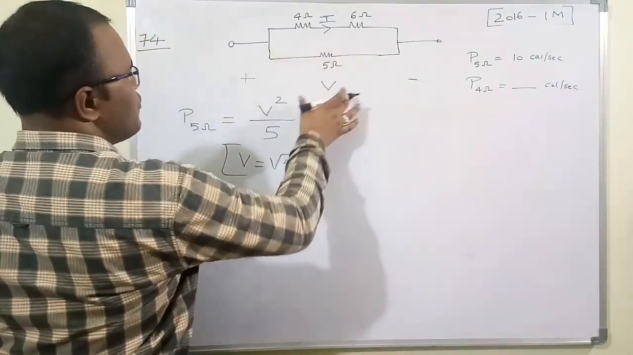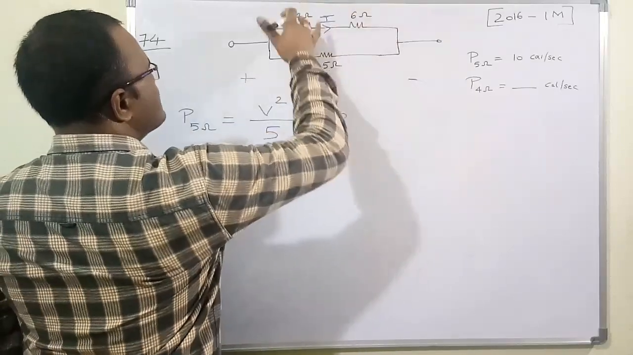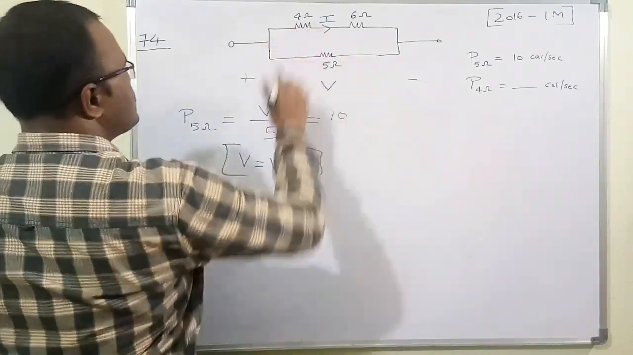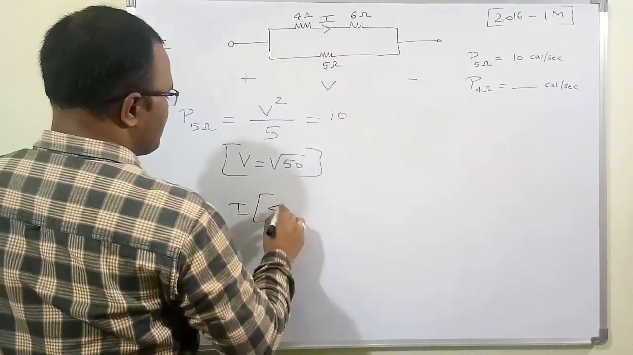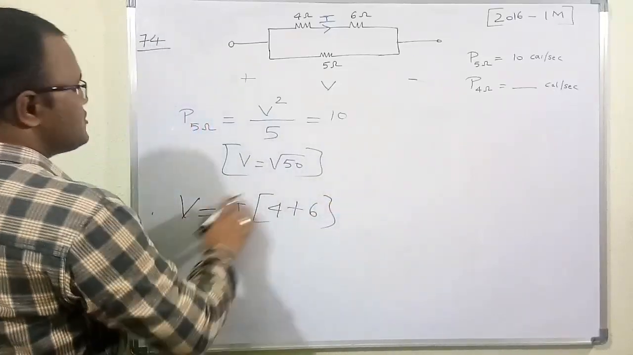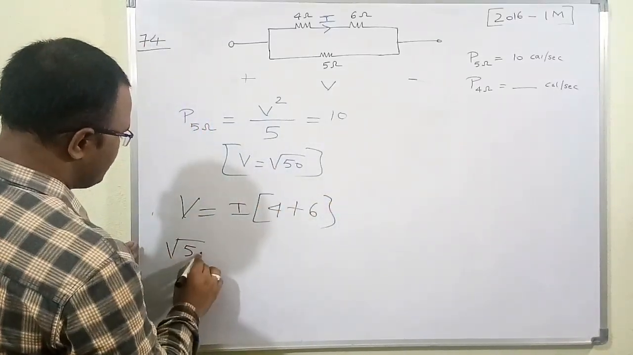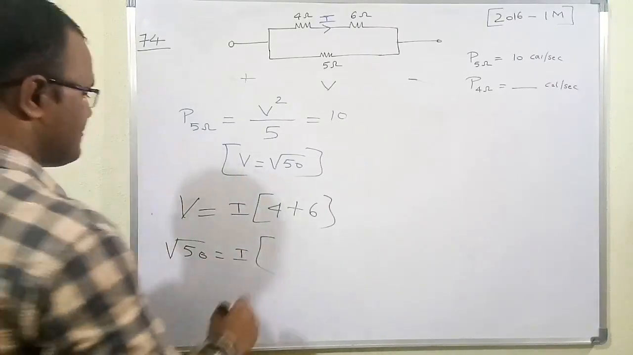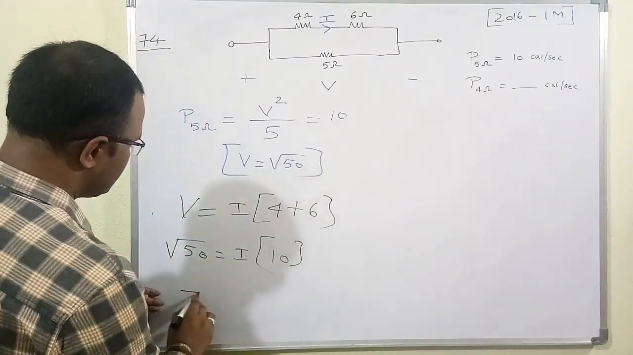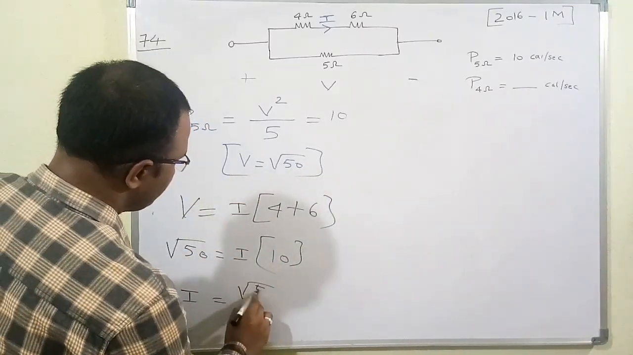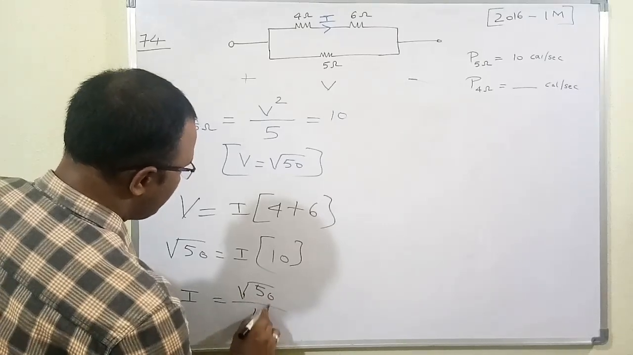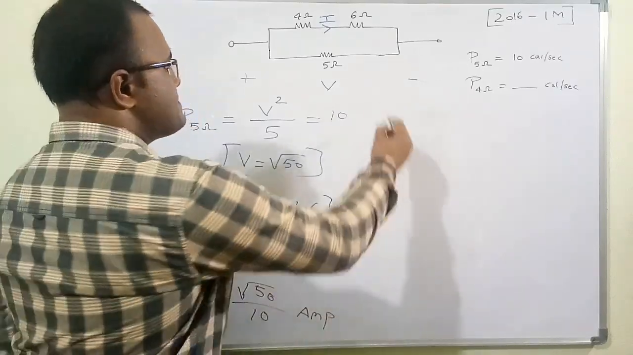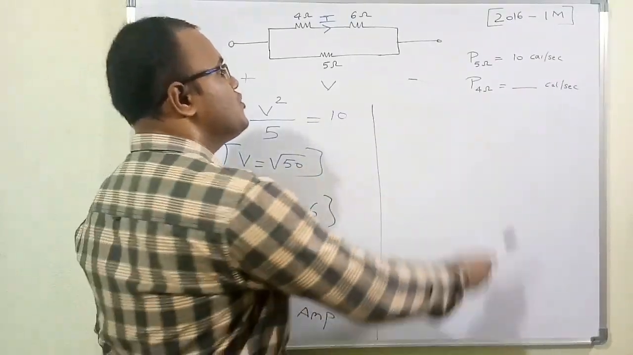Therefore, the voltage is V, the current is I, and the total resistance is 10. So V is equal to IR. V is equal to I times R, and R is 4 plus 6. But V we already know is root 50, right? And the current we need to figure out. Therefore, 4 plus 6 is equal to 10. So now, if you do the calculation, I is equal to root 50 by 10. This is the ampere going through the series combination of 4 ohm and 6 ohm. We need to find the power absorbed by the 4 ohm.